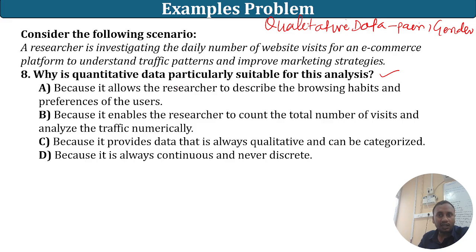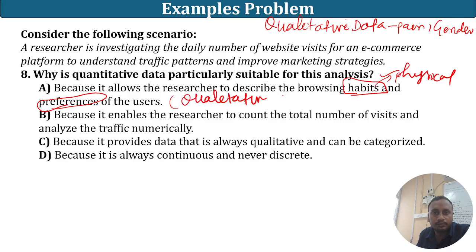The first option says it allows the researcher to describe the browsing habits and preferences of users. The keywords are habit and preference, which are something different, so this becomes a qualitative assessment. The second one says it enables the researcher to count the total number of visits and analyze the traffic numerically. Whenever numbers come in, it becomes quantitative.